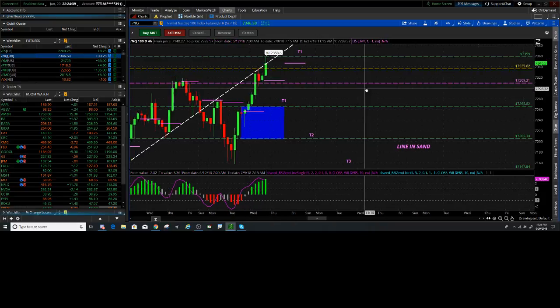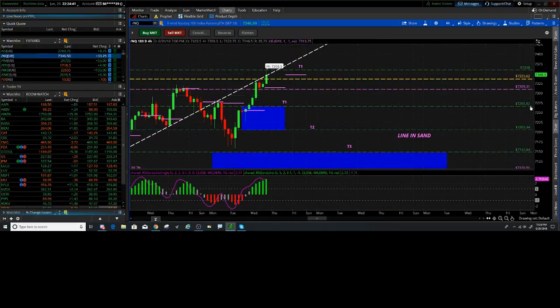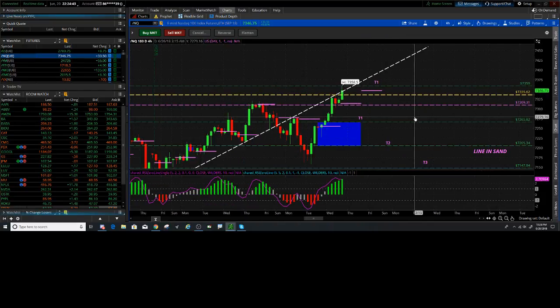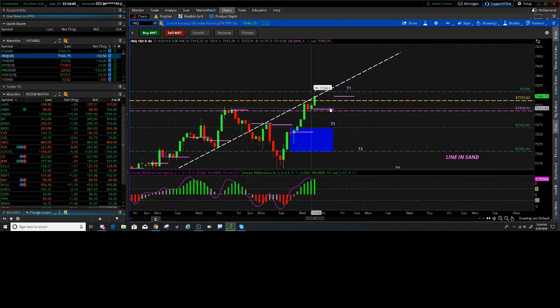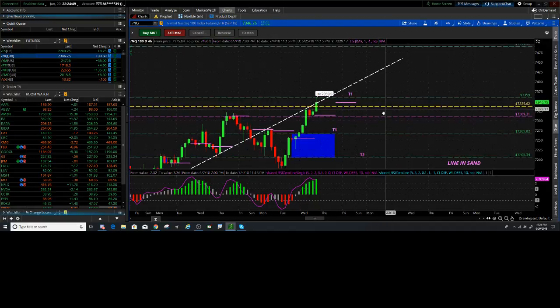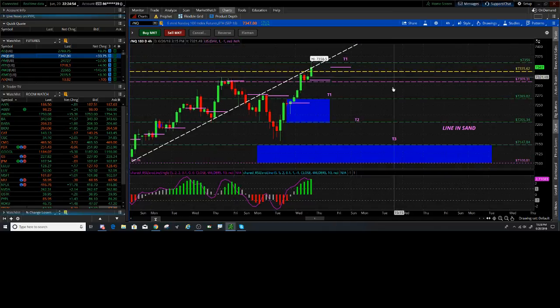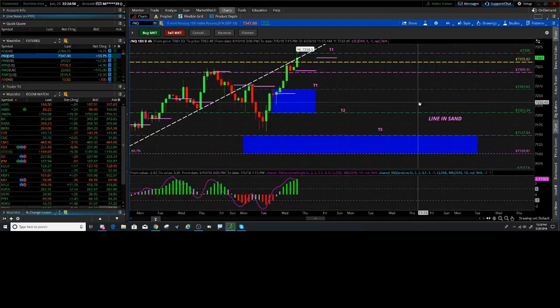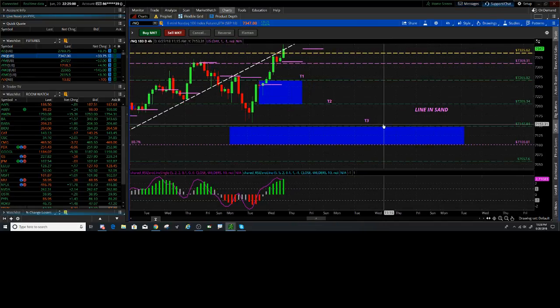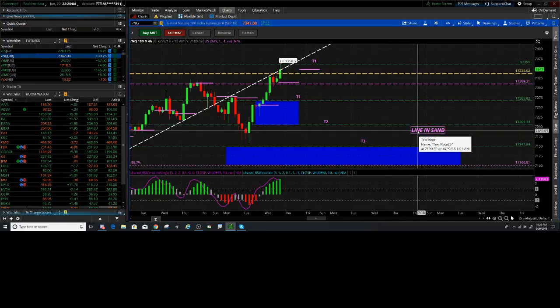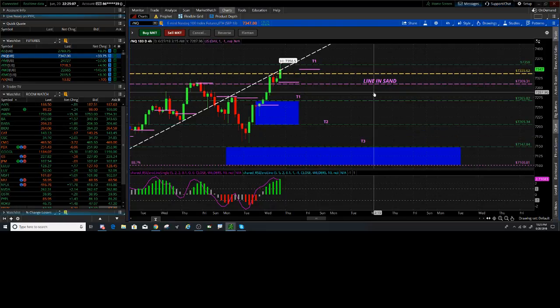Going over here to the NQ, the NASDAQ, or the QQQ. LIS 7309. Little bit of resistance here and can turn into support at 7335. T1 at 7359. T2 at 7490. To the downside, T1 at 7265. T2 at 7205. T3 at 7147. I'm gonna put that line in the sand up there.